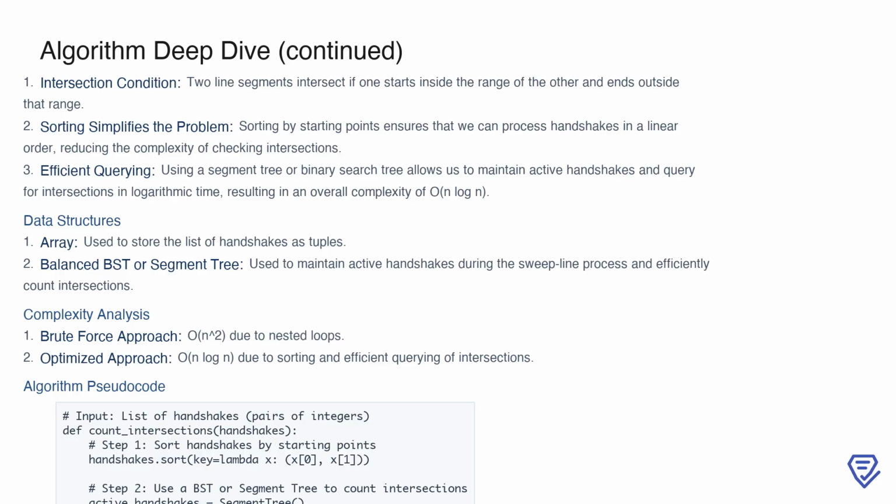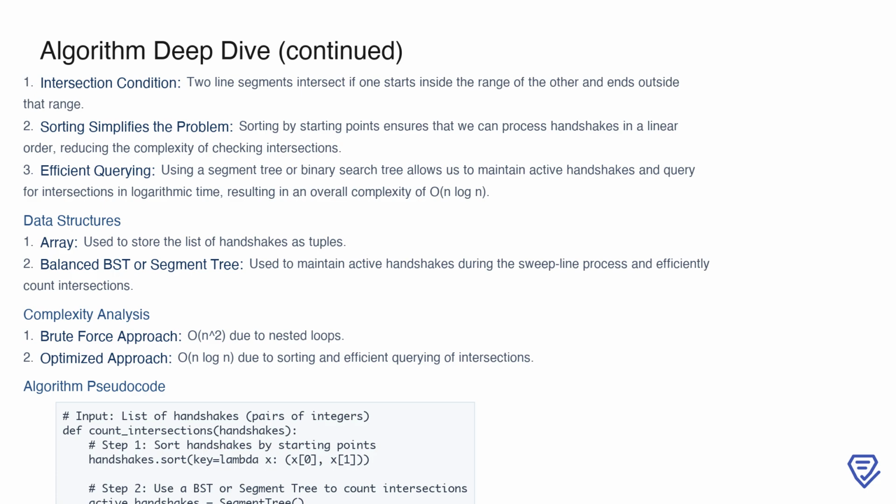The use of efficient data structures, like a segment tree or a balanced binary search tree, allows us to maintain the set of active handshakes dynamically and to query for intersections in logarithmic time. This reduces the overall complexity of the optimized approach to O(n log n), a significant improvement over the O(n squared) brute force method. From a data structure perspective, an array is used to store the handshakes as tuples, while the segment tree or balanced binary search tree is crucial for managing active handshakes and performing efficient intersection queries.